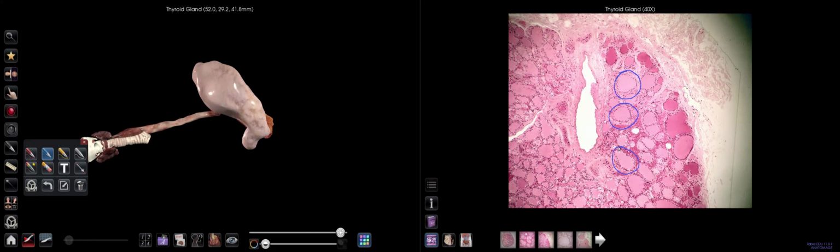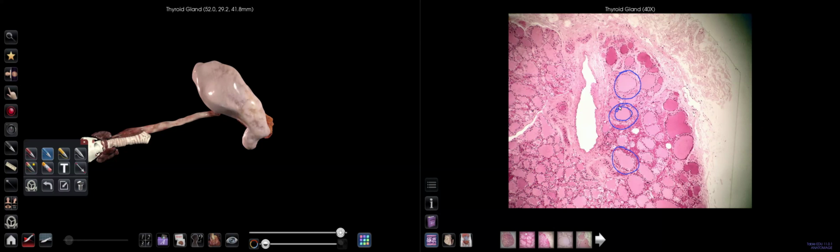The pools are made out of colloid. And what's going on there? Well, that's where the thyroid hormones are going to be made and stored. So remember our thyroid hormones, T3 and T4, that's where they're going to be made and stored. Around the outside, we have the follicular cells, making up the outside of the follicle.